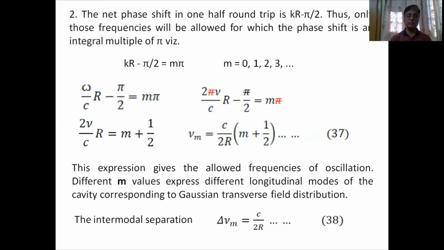These are the only frequencies that are allowed inside the cavity of a confocal resonator system. Different m values express different longitudinal modes of the cavity, corresponding to Gaussian transverse field distribution. And what is the intermodal separation? If you put m equal to 1 and m equal to 2 and take the difference, then delta nu m is equal to c upon 2r. So that is the intermodal separation.